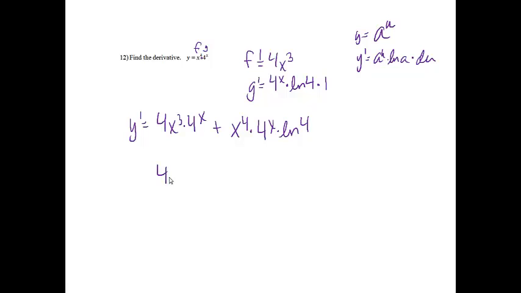I notice I can factor out 4 to the x, because they both have a 4 to the x, and then they both can factor out an x cubed. So if I do that, if I get rid of the 4 to the x and the x cubed, I just have 4 left on the first part. And then on the second part, if I got rid of the 4 to the x and an x cubed, I'll still have an x left and the natural log of 4.